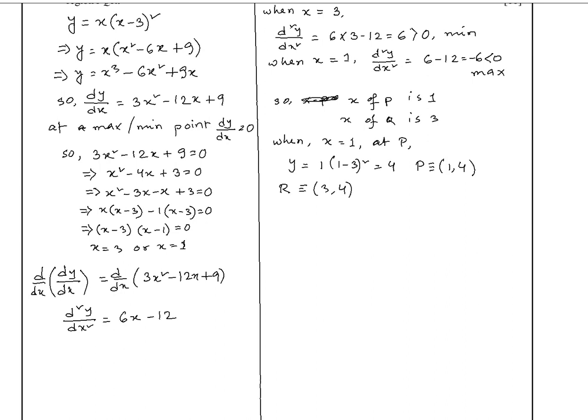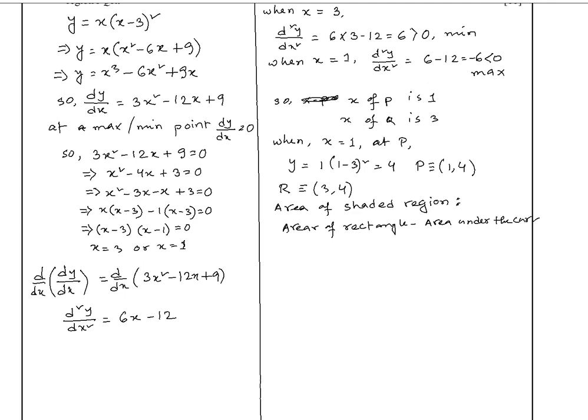Now we need to find the area of the shaded region. The area of the shaded region can be defined by the area of the rectangle minus the area under the curve y equals x times (x minus 3) whole squared. So let's write it first. Area of the shaded region, area of the rectangle, minus the area under the curve.